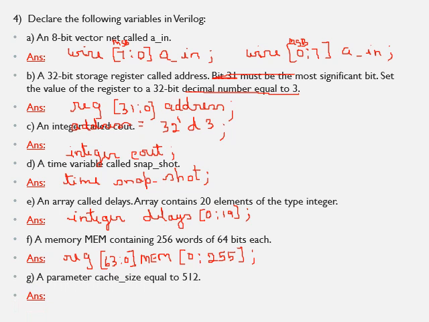Last one is a parameter cache size equal to 512. A parameter is declared using the keyword parameter. The name of the parameter is cache_size, and it should be assigned the value 512. This is the representation.